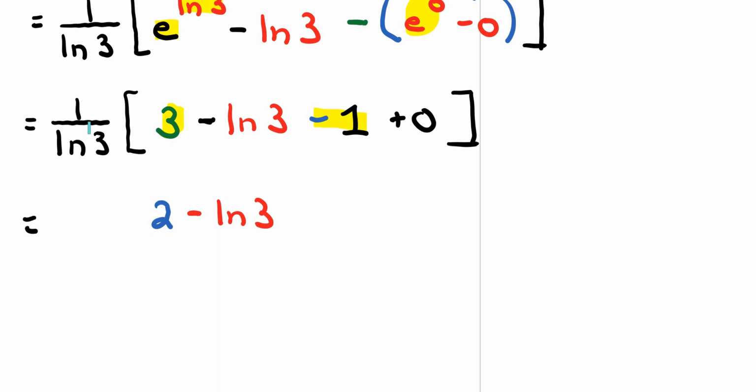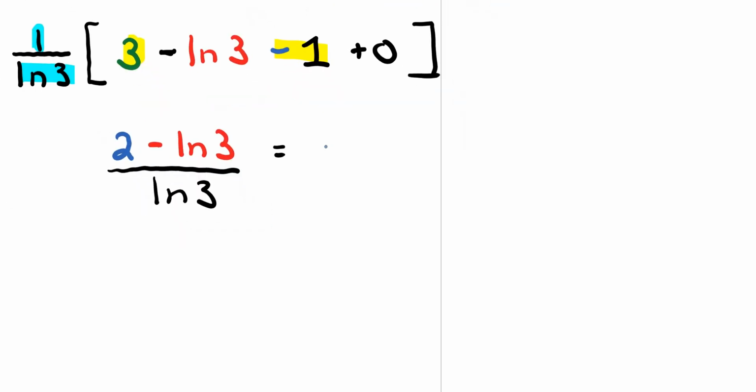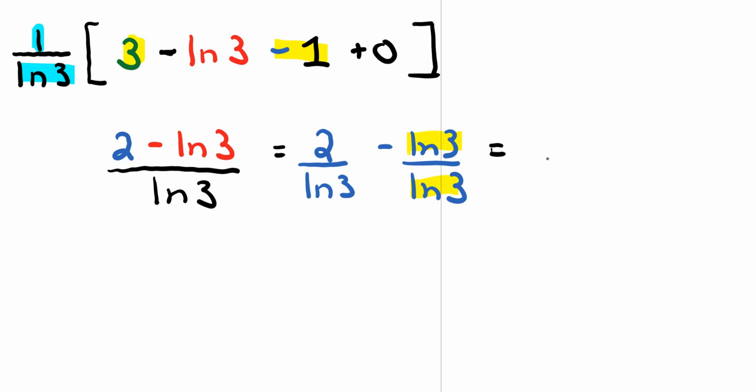Then we still have this 1 over ln 3, so I can divide this whole thing by ln 3. If we further simplify this, we can break this up into two fractions: 2 divided by ln 3 minus ln 3 divided by ln 3. So we're creating two fractions there. And ln 3 divided by ln 3 is just 1. So my final answer is 2 over ln 3 minus 1. There is my average value.